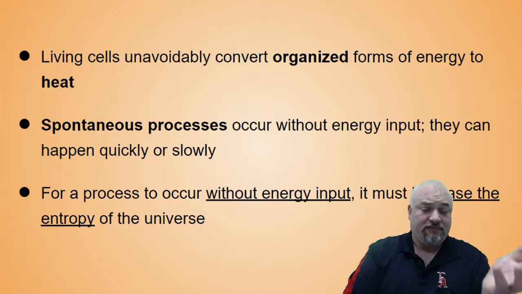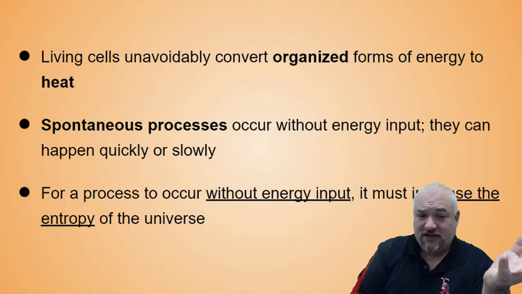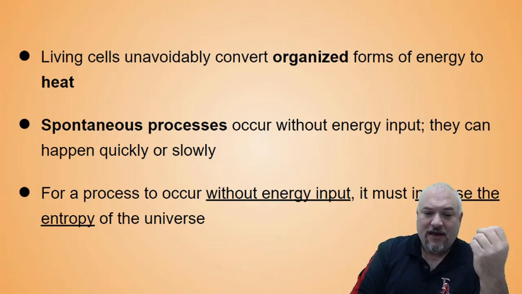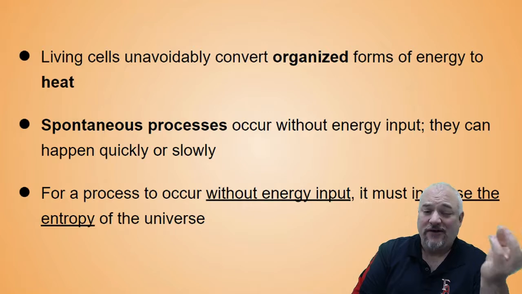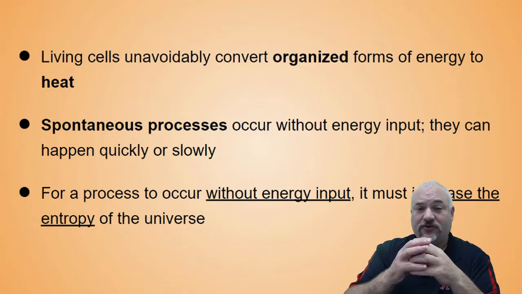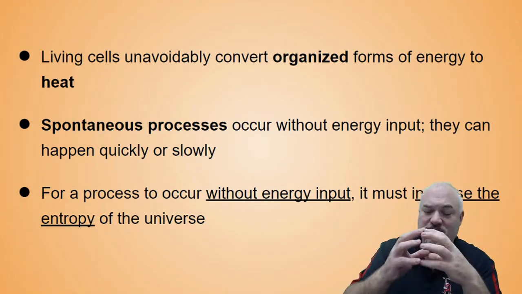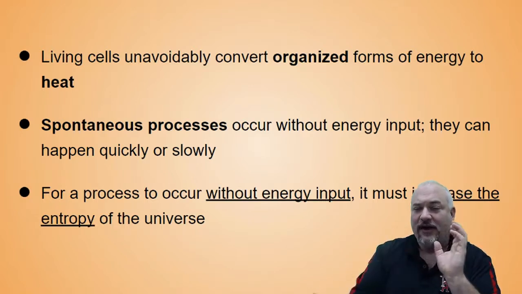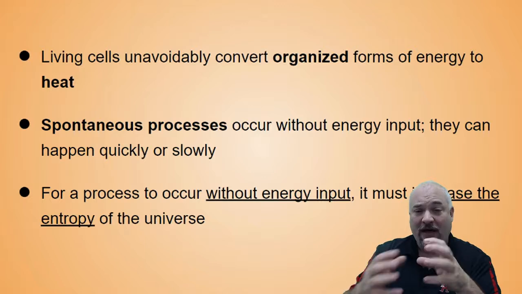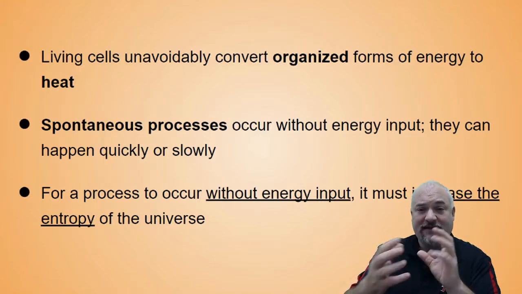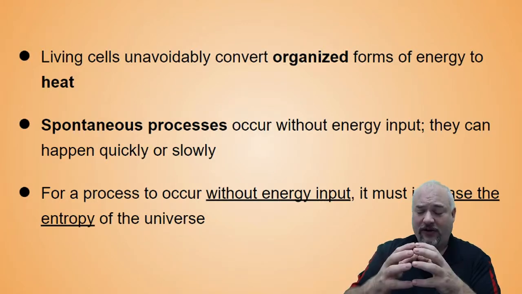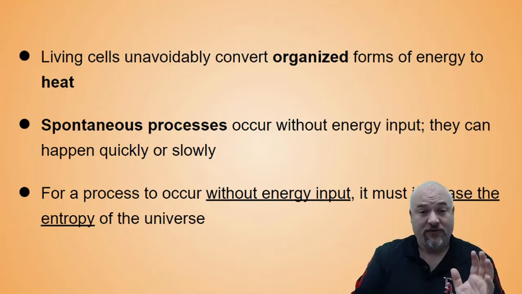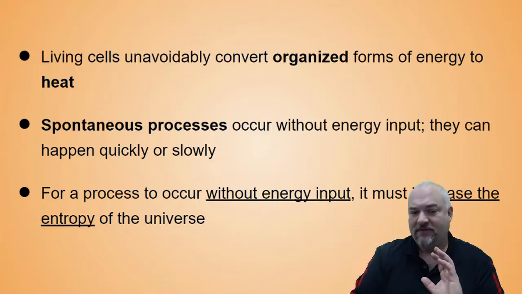Living cells unavoidably convert organized forms of energy, like we've used glucose a lot, we'll keep using that example, into energy like heat. Okay. Spontaneous chemical processes can occur without energy input. They'll just go, things will fall apart. These molecules will spontaneously on their own. Eventually, the bonds will break and they'll fall apart and will go towards entropy, right? Now, that can happen very quickly if it's a bond that's easily broken with just a little bit of heat input, or it could take thousands of years for it to break apart, but it still can happen spontaneously.